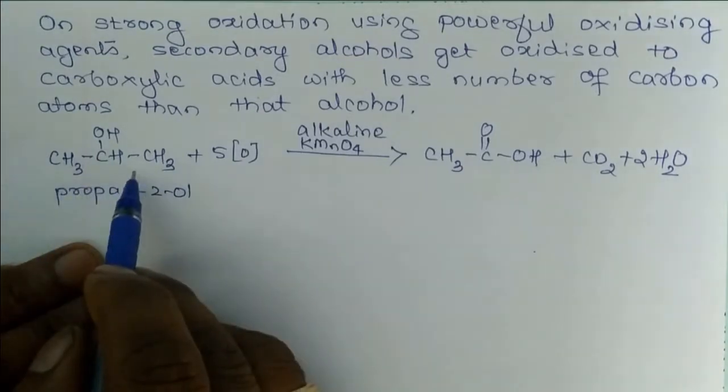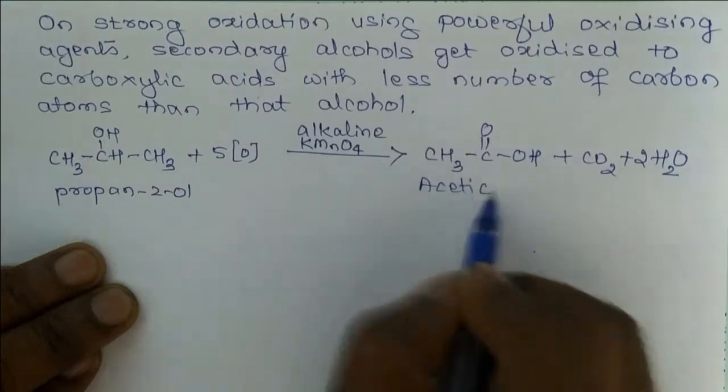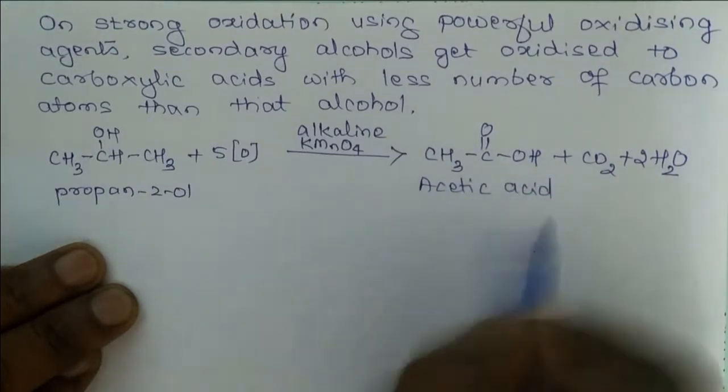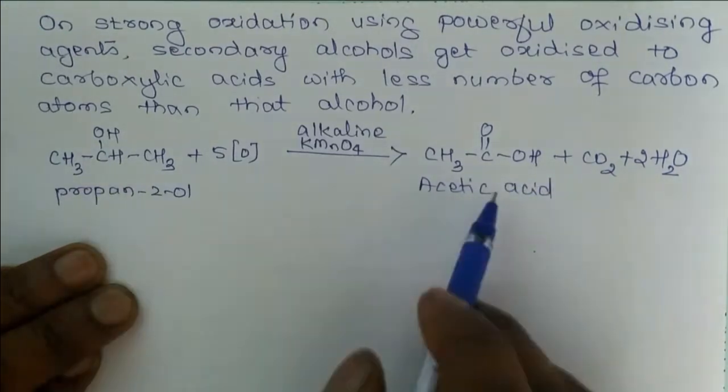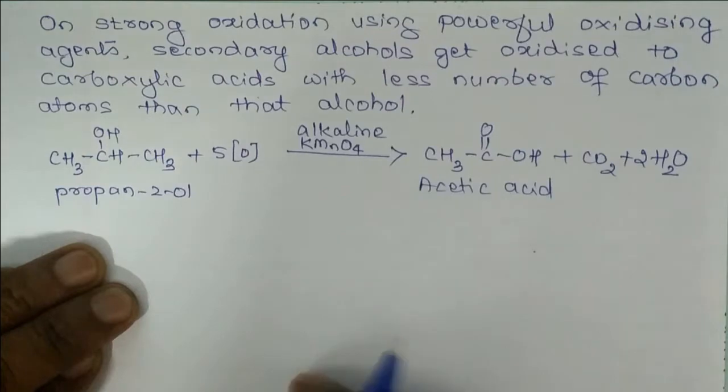Here the alcohol contains 3 carbon atoms. This acetic acid contains 2 carbon atoms. The secondary alcohol forms a carboxylic acid with fewer carbon atoms. This is about oxidation of alcohols. Now we'll discuss dehydrogenation reactions of alcohols.